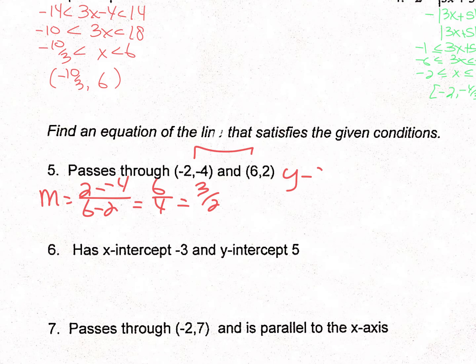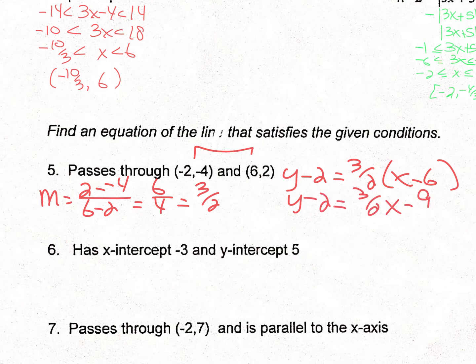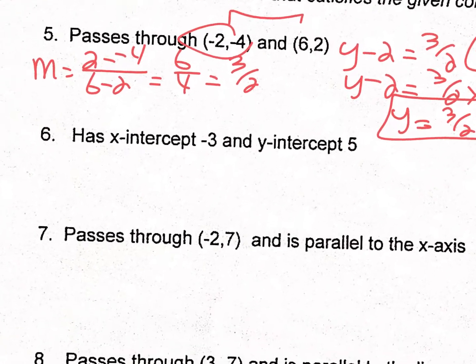So I'm going y minus 2 is 3/2 times x minus 6. And I'm just going to distribute the 3/2 here. 3/2 x minus 9. And then move the 2 over there. 3/2 x minus 7. And that's it. What you can do if you want is you can always take the other point here, plug it in your answer, and make sure it works. If it does, that means you probably did a good job.